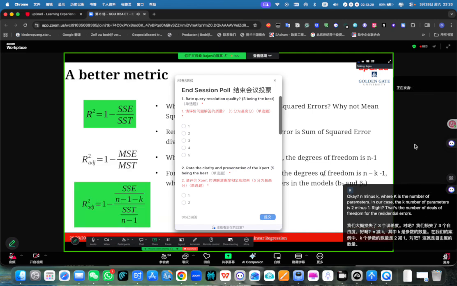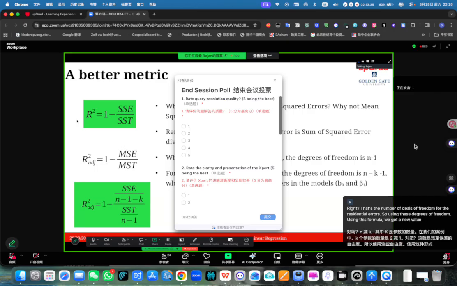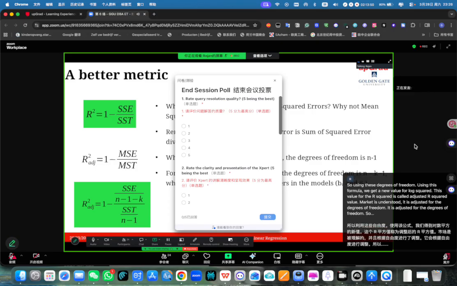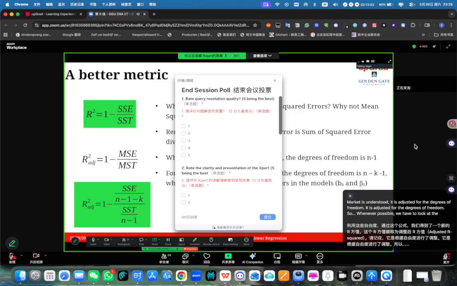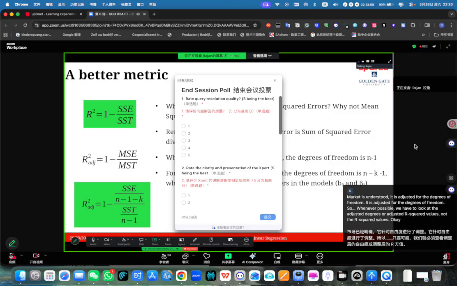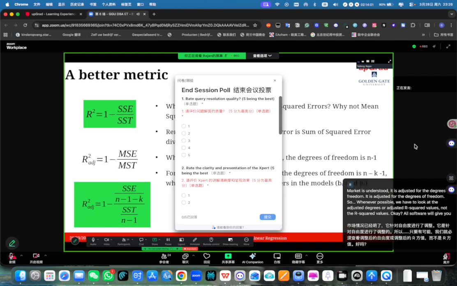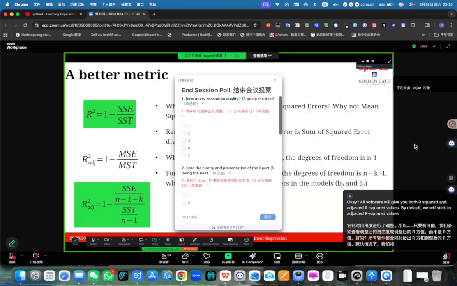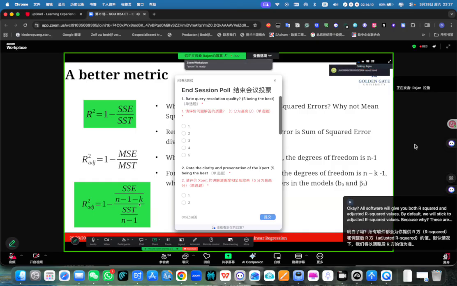So using this degrees of freedom, using this formula, we get a new value for the R squared. This value is called adjusted R squared. What is adjusted? It is adjusted for the degrees of freedom. So whenever possible, we have to look at the adjusted R squared values, not the R squared values. All software will give you both R squared and adjusted R squared values. By default, we will stick to adjusted R squared values, because these are adjusted for the degrees of freedom.